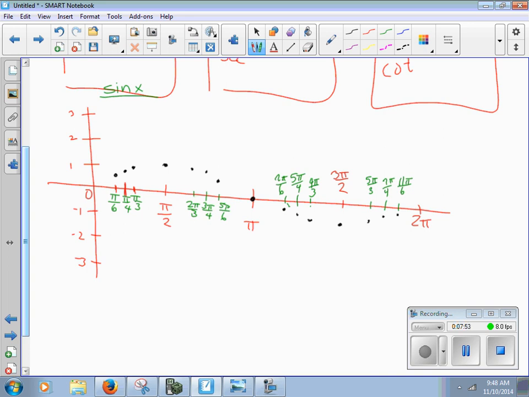What happens at 2 pi? It's 0. What happened at 0? I didn't even ask you about 0. What is the sine value for 0 radians? 0. Check this out. Does everybody have your dots in place? So look what it's going to form.